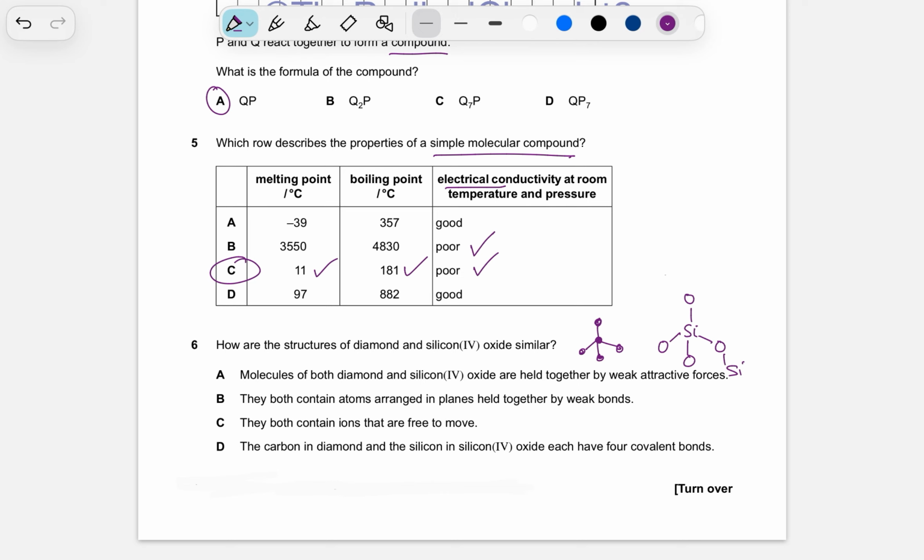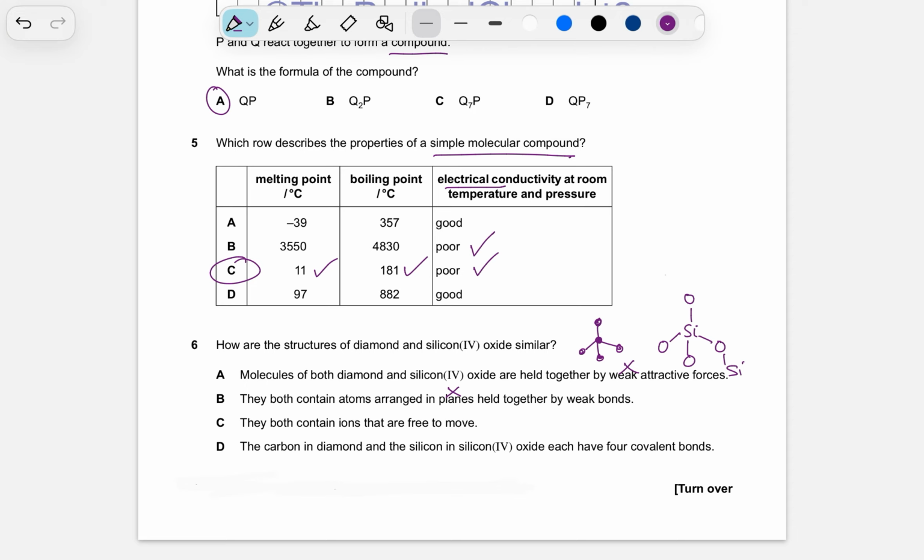A says molecules of both diamond and silicon(IV) oxide are held together by weak attractive forces. That is wrong. It's actually just a giant network of covalent bonds. B says they both contain atoms arranged in planes held together by weak bonds. Well, they are not arranged in planes. That would be for graphite.